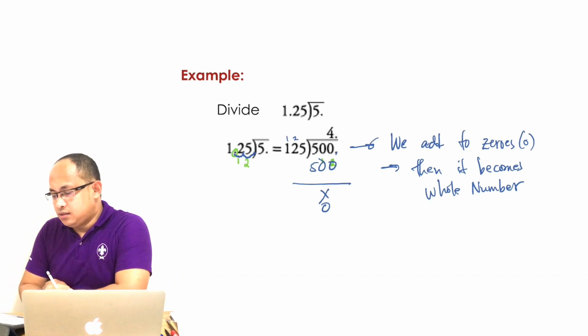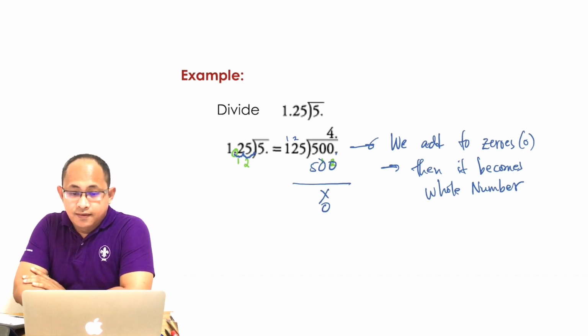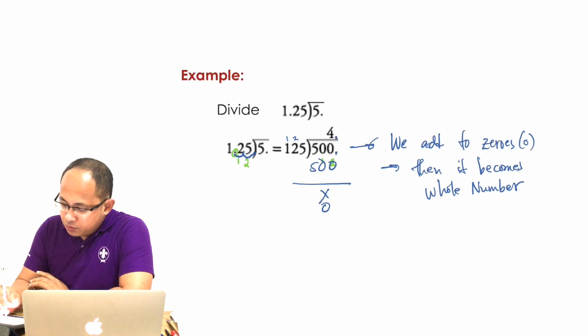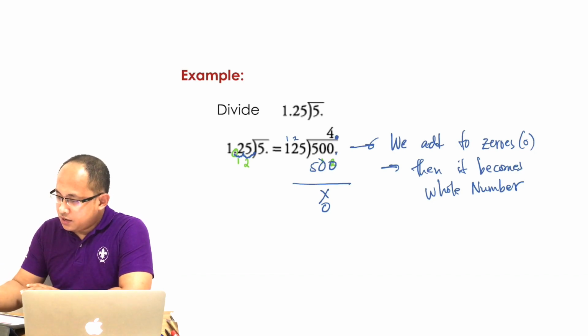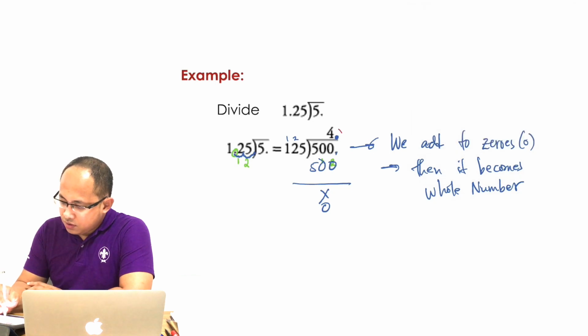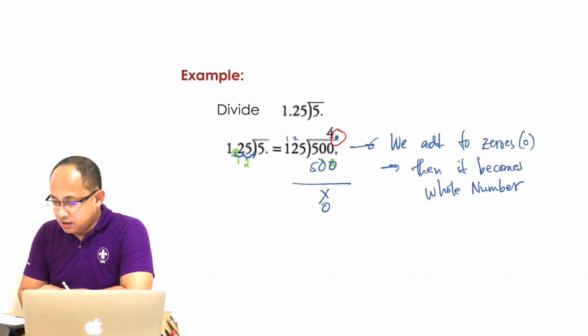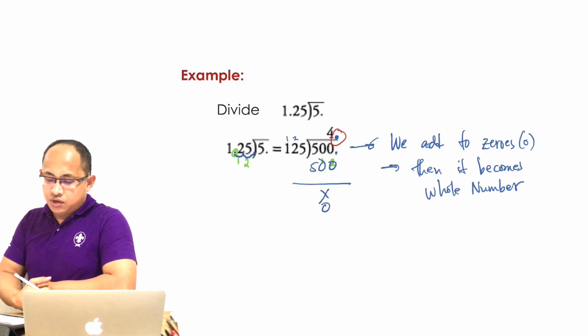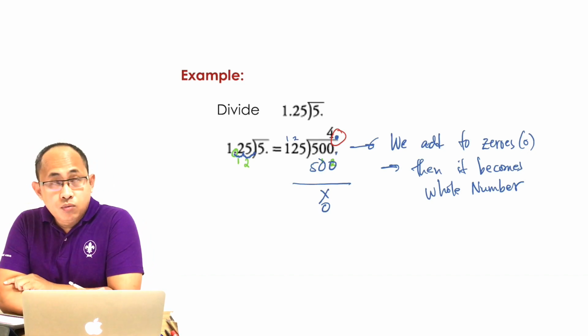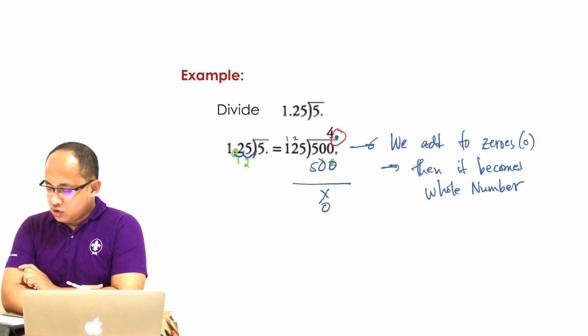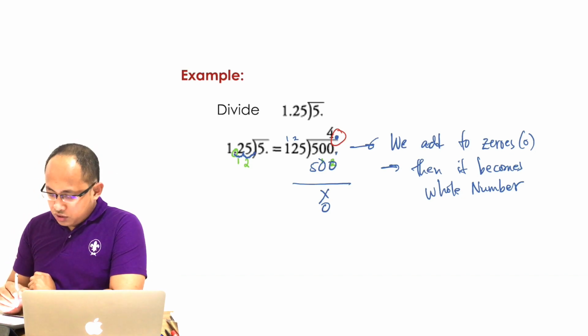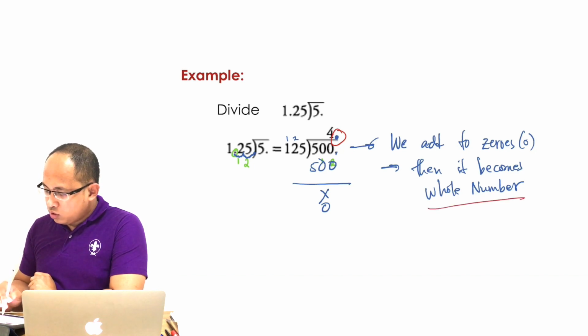Is there any question, guys? No, so therefore our decimal point is placed in this area here. Our decimal place is put in that area there. So the answer is 500 divided by 125. The answer is 4. Notice that everything becomes a whole number.